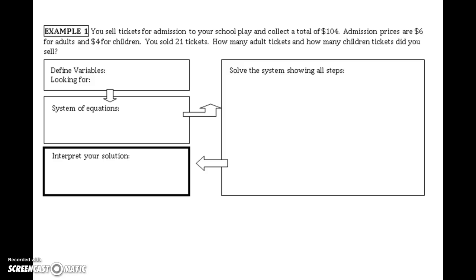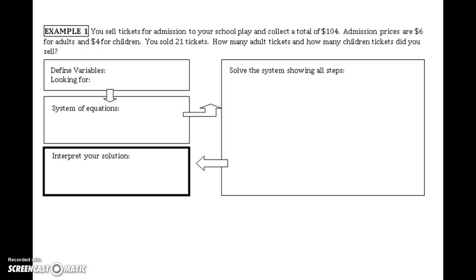Okay, so first example, you sell tickets for admission to your school play and collect a total of $104. Admission prices are $6 for adults and $4 for children. You sold 21 tickets. How many adult tickets and how many children tickets did you sell?